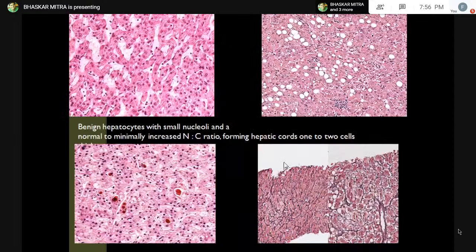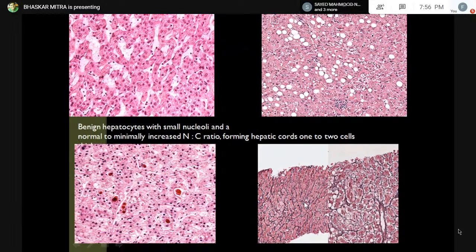Now again, we can see the proliferation of the hepatocytes. It's a benign neoplasm, so it is a proliferation of benign hepatocytes having small nuclei and nucleoli, 1 to 2 cell layers thick. Some cases may show a minimally increased N/C ratio. The hepatocellular cords are 1 to 2 cell layers thick.